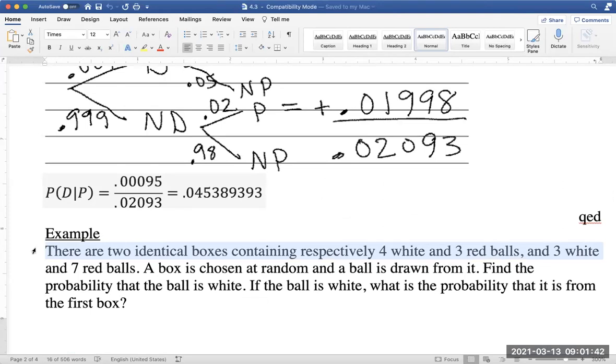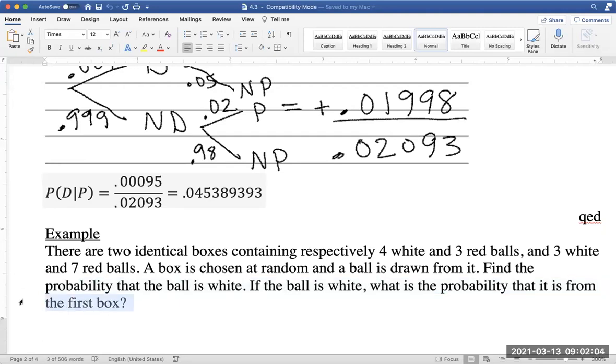There are 2 identical boxes containing respectively 4 white and 3 red balls, and 3 white and 7 red balls. A box is chosen at random, and a ball is drawn from it. Find the probability that the ball is white. If the ball is white, what is the probability that it is from the first box?